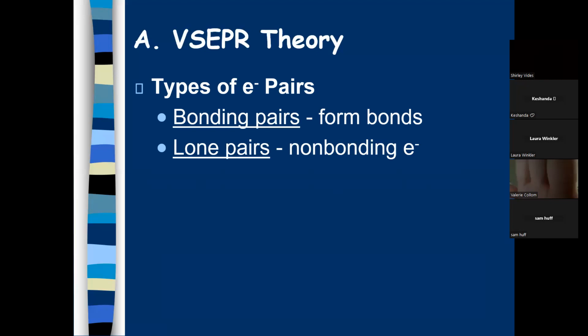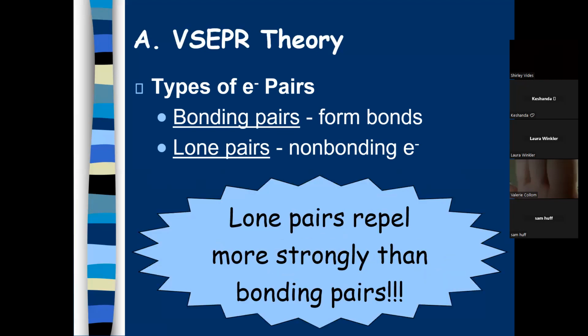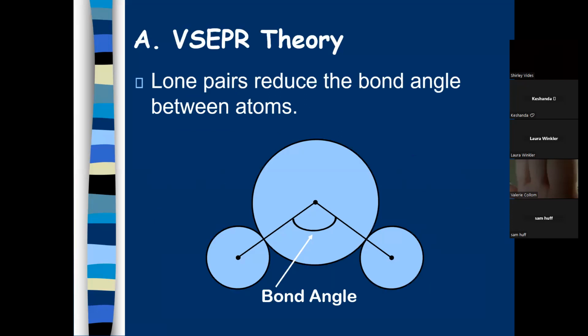And if you have 4 dots, obviously you have a double bond. So you just got to remember that they come in different notations, I guess you could say, or representations. All right, lone pairs, this is important, repel more strongly than bonding pairs. So if you have a lone pair, they will reduce the angle between the atoms, because the atoms want to get away from those lone pairs, not from each other as much.